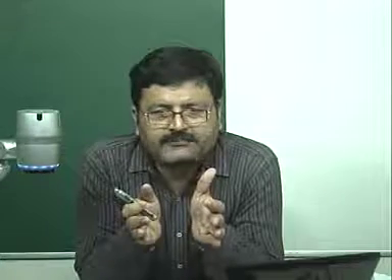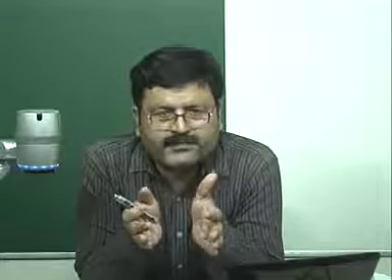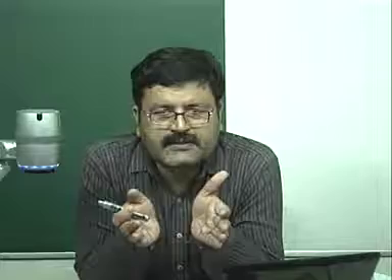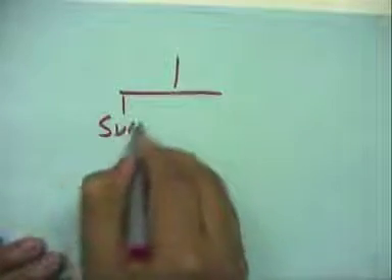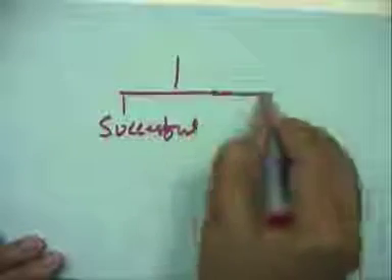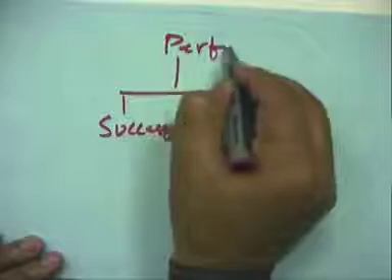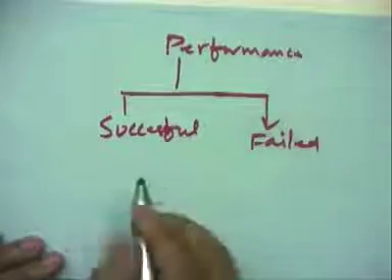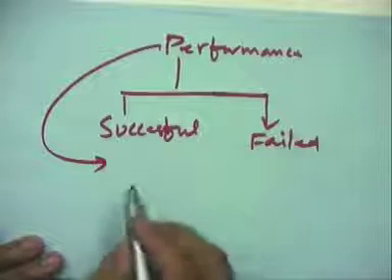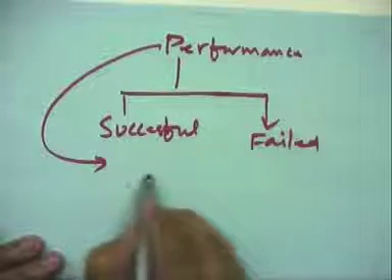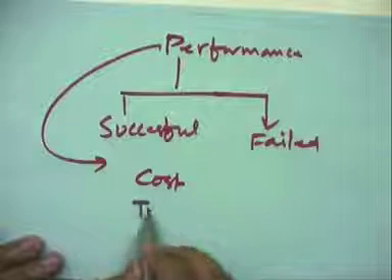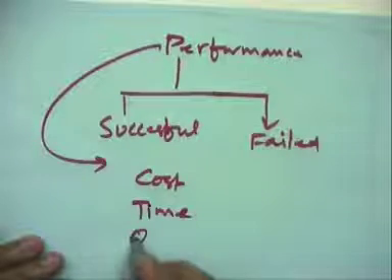So basically the performance of a project is evaluated in terms of success or failure, right? So you can have two kinds of projects. One, you call them a successful project, another you call a failed project, right? So these are the performance levels for any project. Now normally the performance is measured traditionally with the help of cost compliance, time compliance, schedule compliance, and quality compliance.